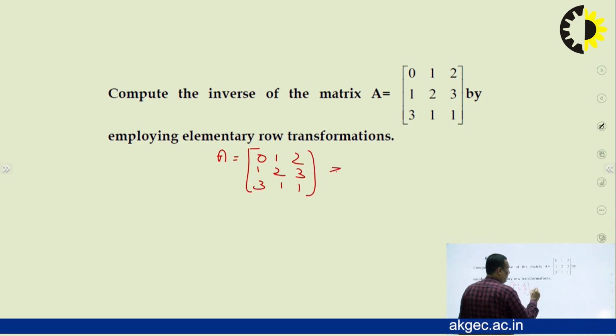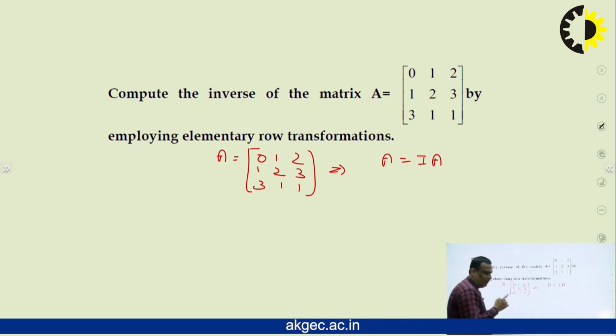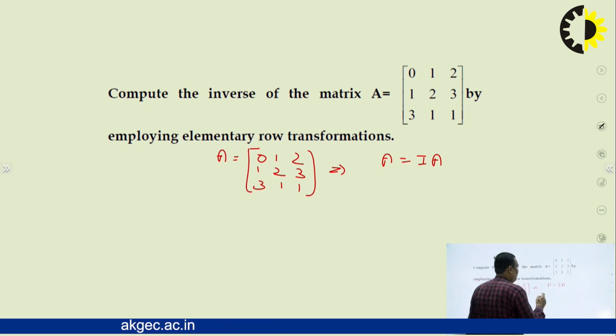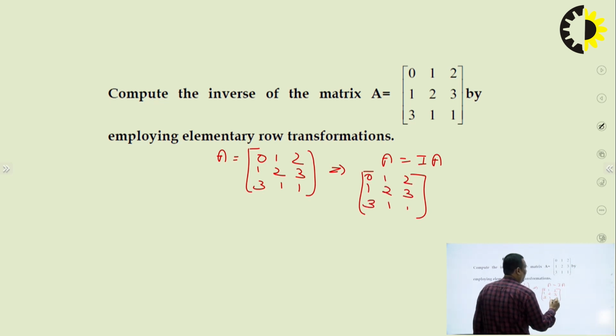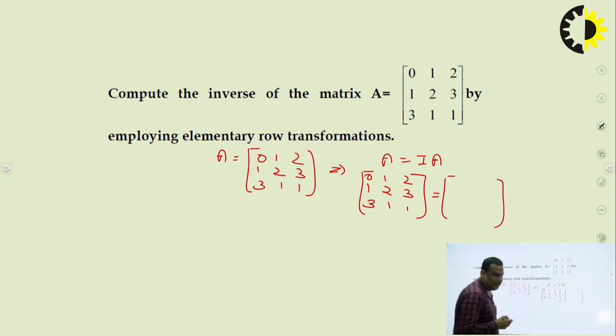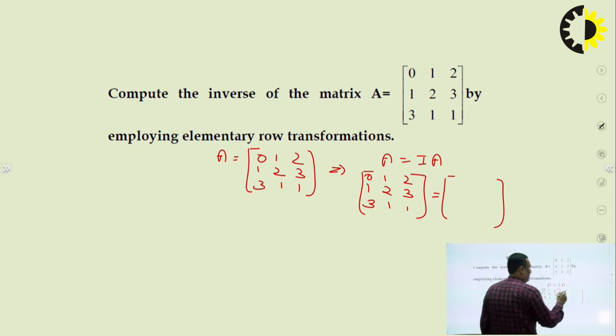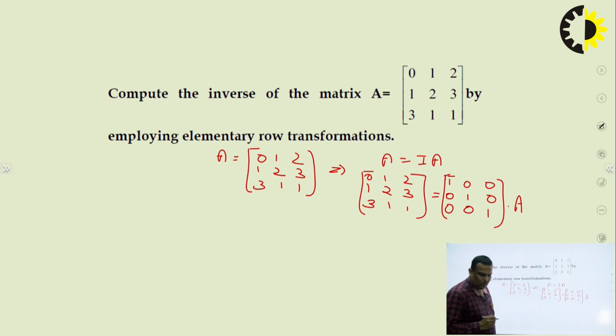Firstly, A equal to IA. Write the matrix A in the form of A equal to IA. If you multiply this matrix by 1, it will remain the same. Just write down 0 1 2, 1 2 3, 3 1 1, and the order of the matrix here is 3 cross 3, so just write down the 3 cross 3 unit matrix 1 0 0, 0 1 0, 0 0 1 into A.